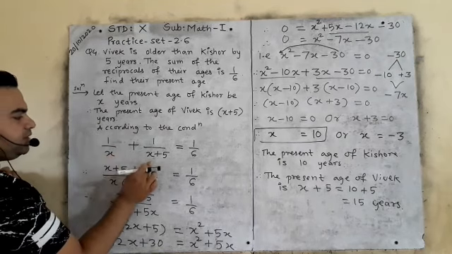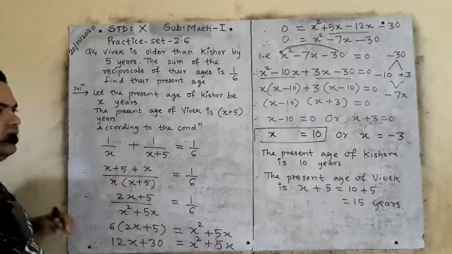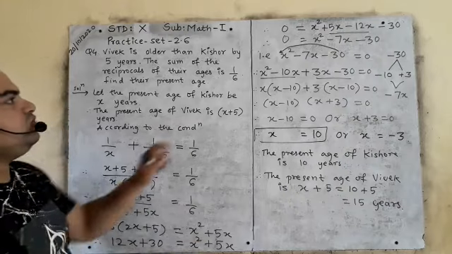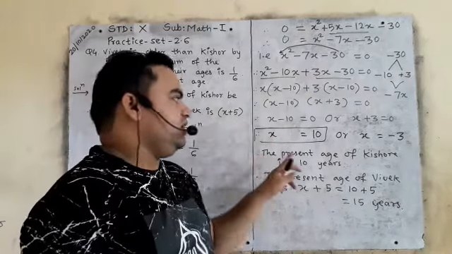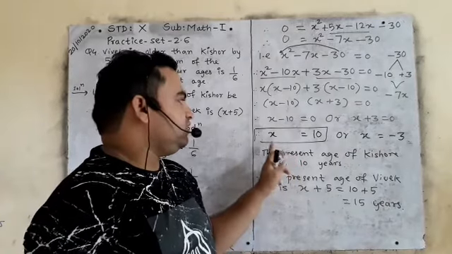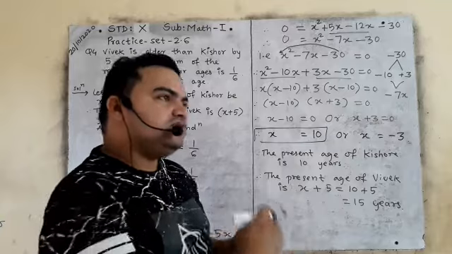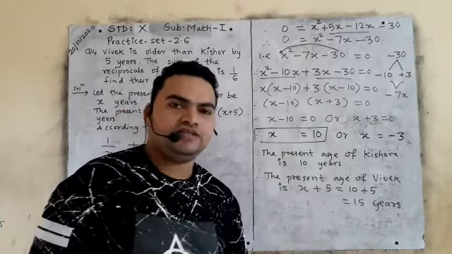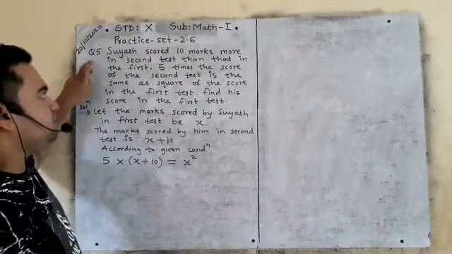Then x multiplied to x plus 5. Here, x multiplied to x plus 5. And then you have to do cross multiplication. Then you will form the quadratic equation. Then we have to solve by factorization. Age cannot be negative. Therefore, Kishore's age will be 10 years. And Vivek's age is 5 years elder, that is 10 plus 5, 15 years. I hope you understood. So dear students, now we will see question number 5.